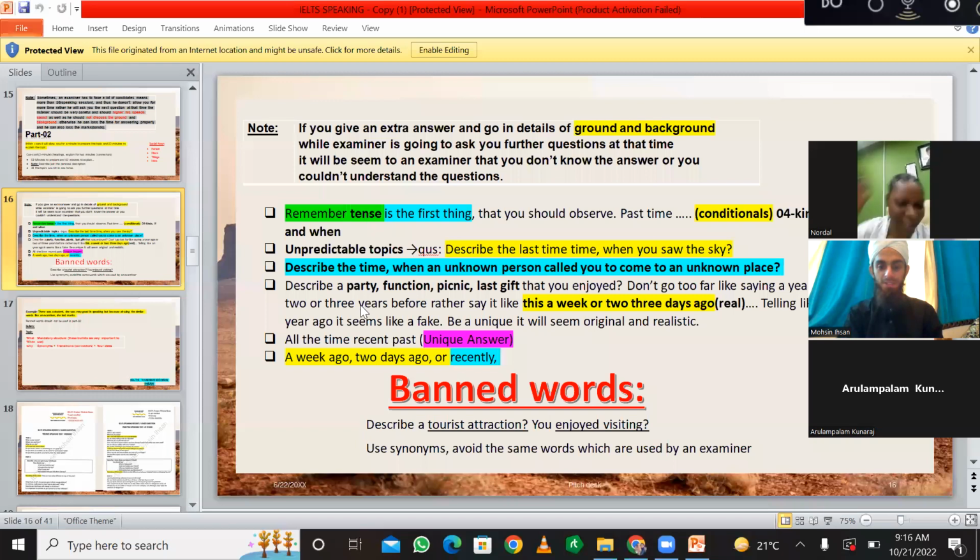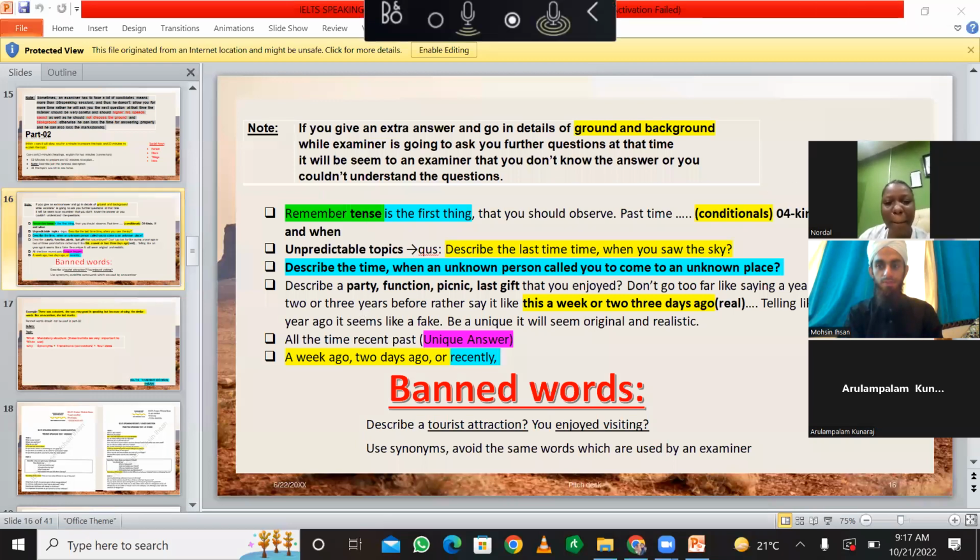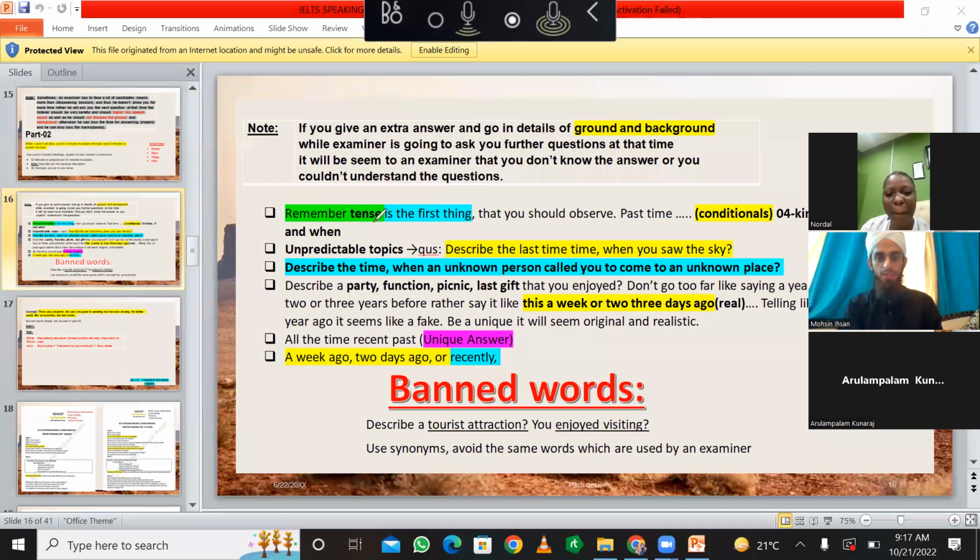The first things that are going to be observed in the IELTS speaking module are these. The first thing is tense. The examiner would observe your tense, whether you use the same tense that was used by him in the question. The second thing is conditionals. Conditionals have four kinds: zero conditional, first conditional, second conditional, and third conditional. The examiner would also observe whether you are using the same conditional in which the examiner asks you the question.